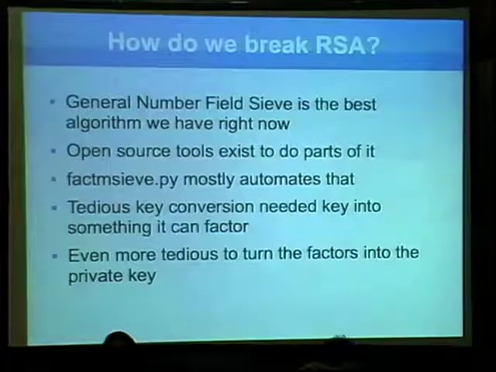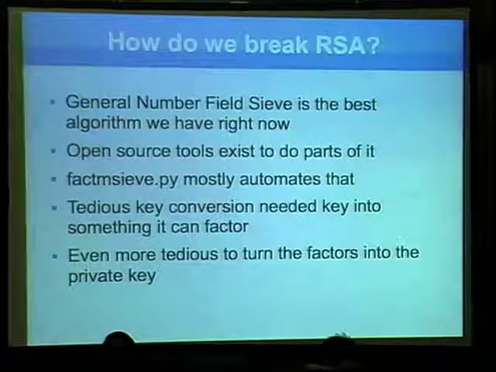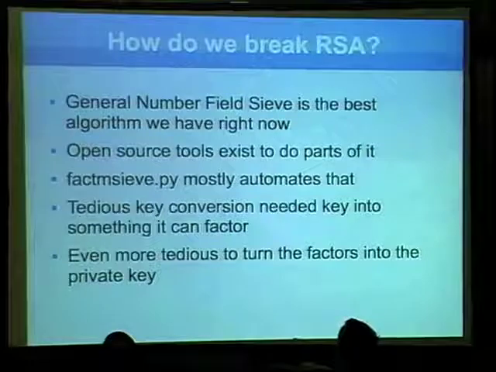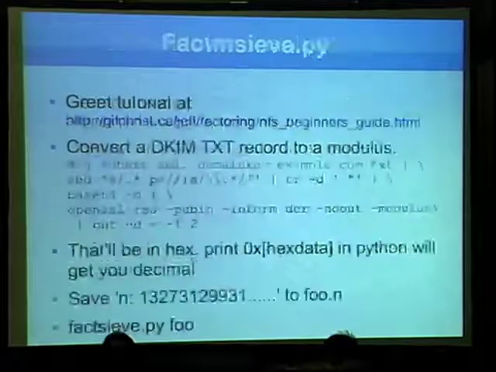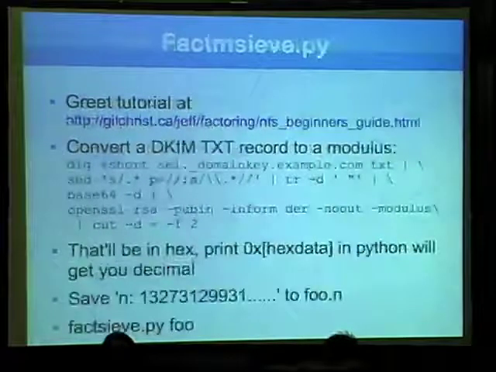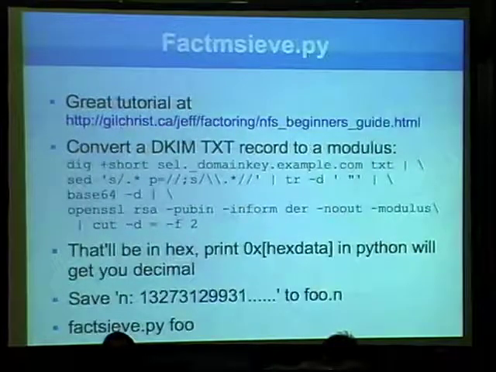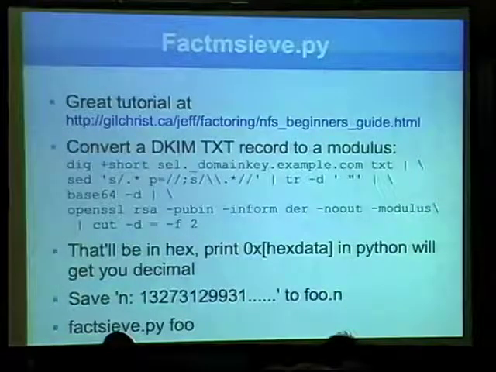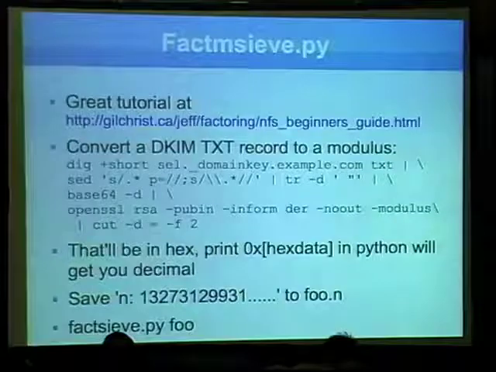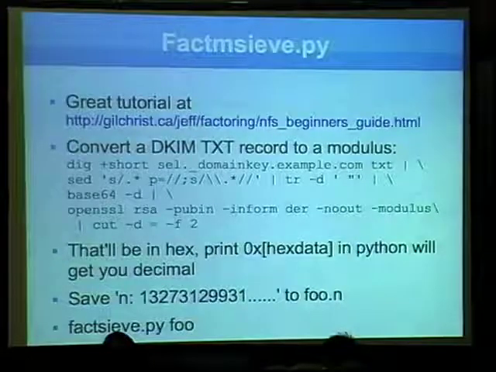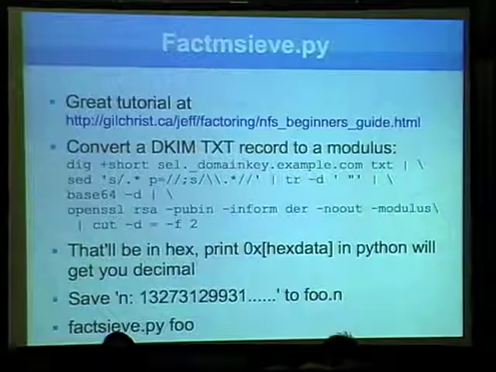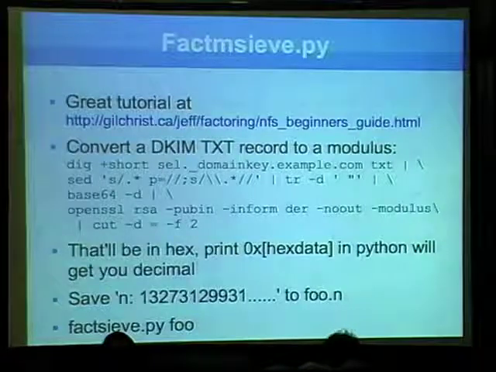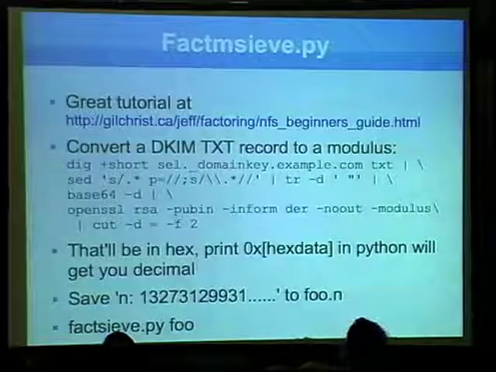And then even more tedious is to turn the factors into a private key. I could not actually find a program to do this. I wrote a very small Perl script to do it. I will show you that in a bit. If you want to try FactMSieve, there's a great tutorial on using the Python script. There's a bunch of dependencies to set up, but if you can follow a how-to and you have a Linux box, it's pretty easy. I think there's even pre-built Windows binaries if you want to do that.